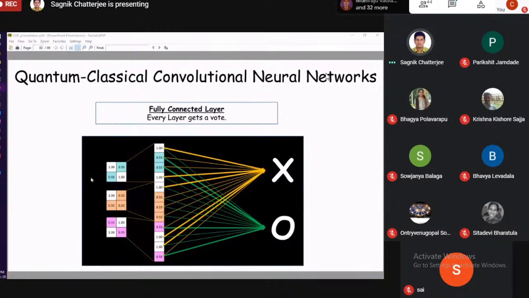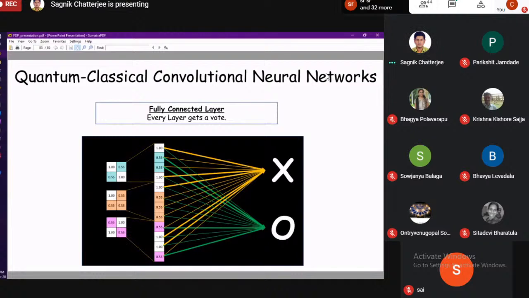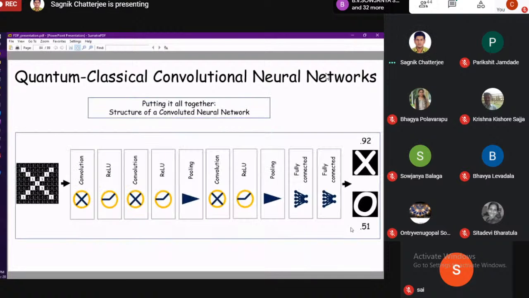Okay, so in this case, we don't use the normal conventional classifiers for our neural network. We'll be using a quantum classifier instead, and that's going to be the fun part. So putting it all together, we have this structure. If anyone has any questions, you can type in the chat or unmute and ask up to this point.